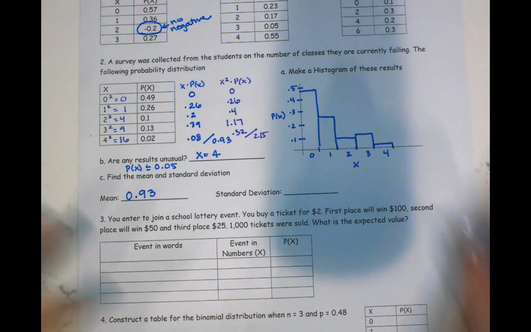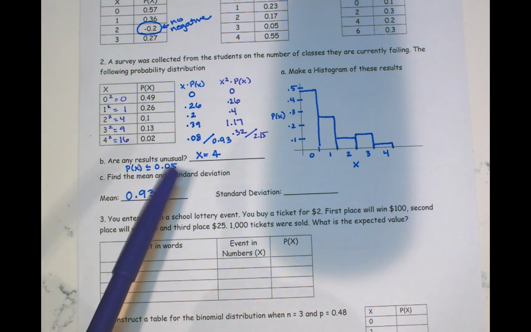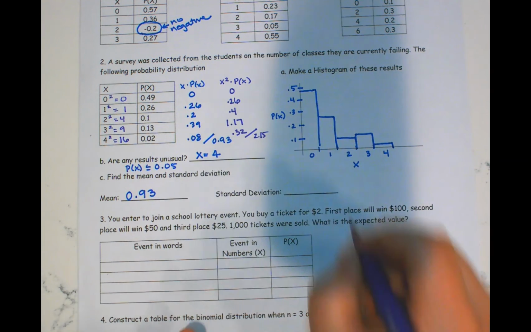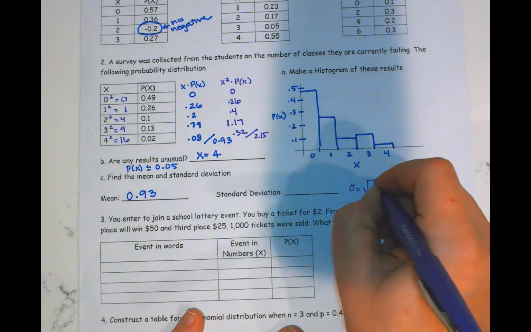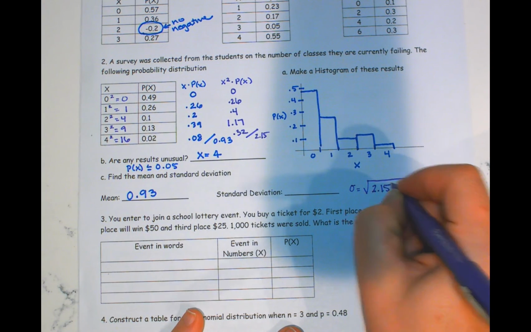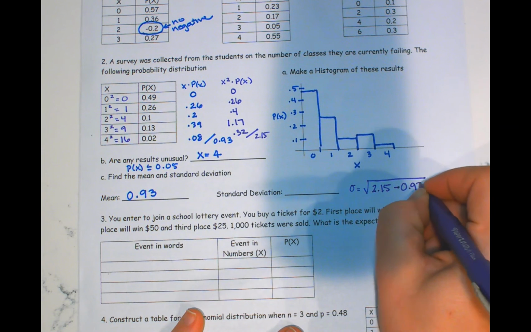That is not my standard deviation. I need that number, but it is not my standard deviation. My standard deviation is the square root of that number minus the mean squared.